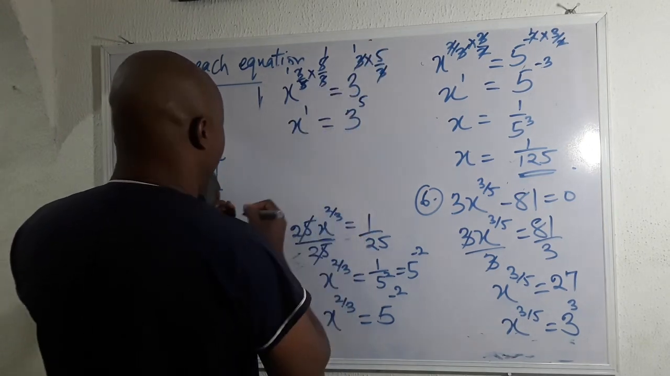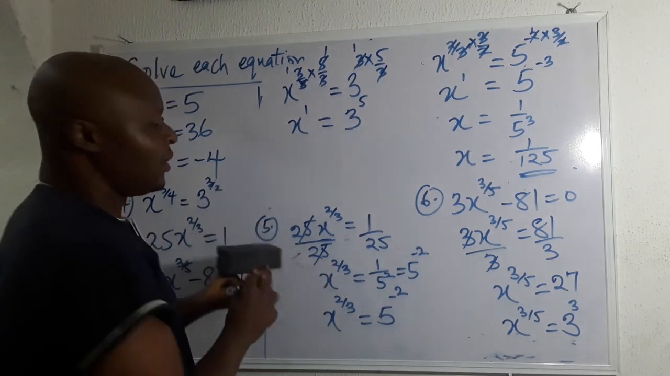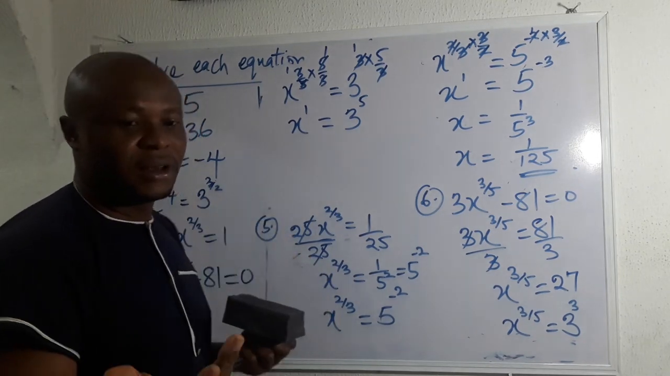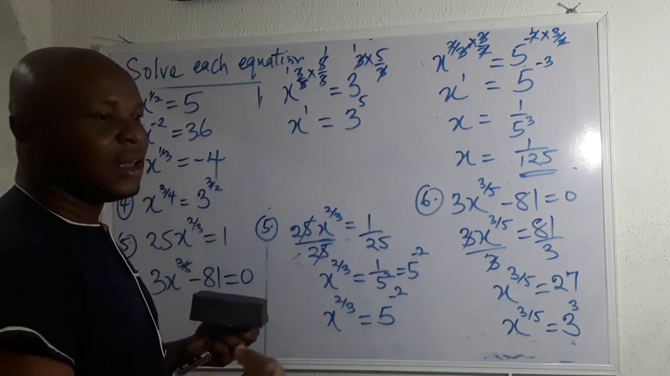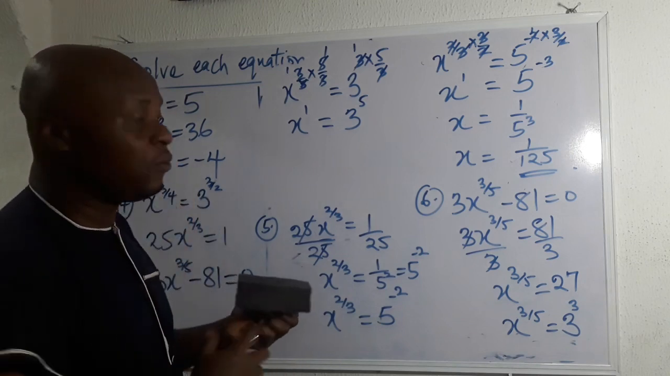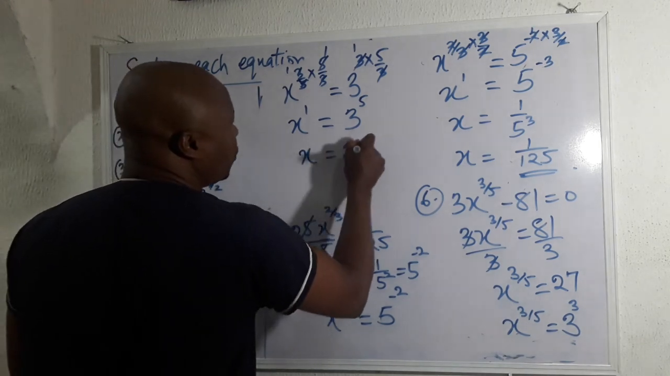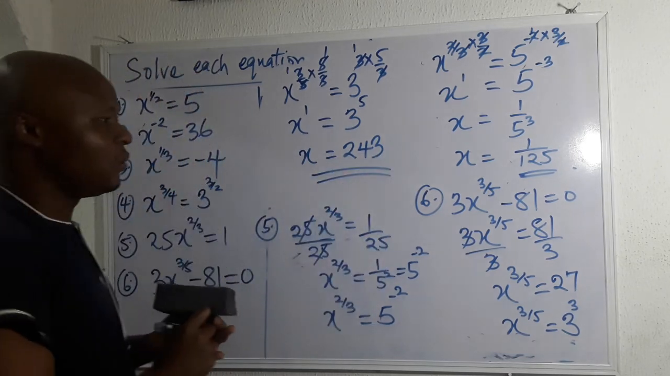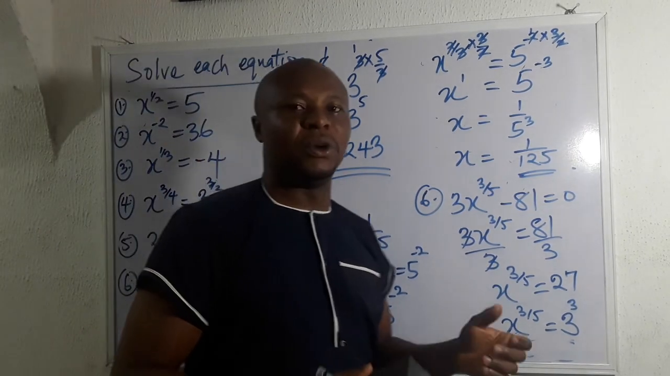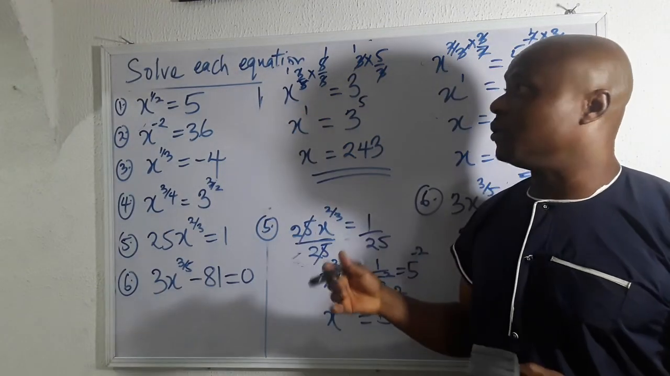So 3 raised to power 5 is the same thing as 3 times 3, 9 times 3, 27 times 3, 81 times 3, 243. So that will give us x is equal to 243. So this is pretty much one of the ways you can apply the laws of indices to be able to evaluate equations like this.